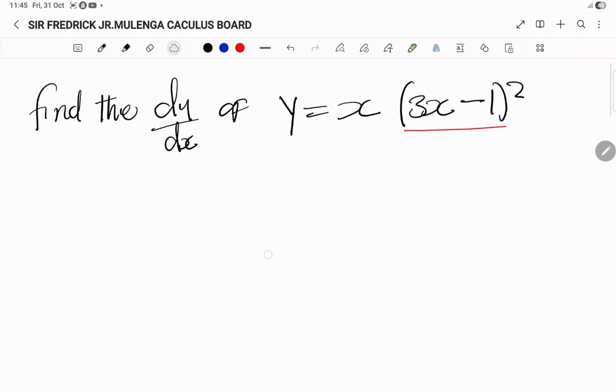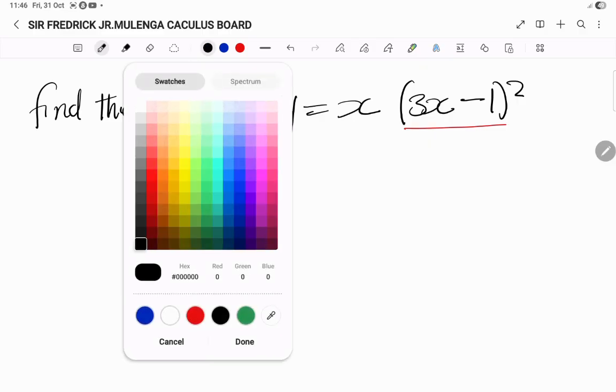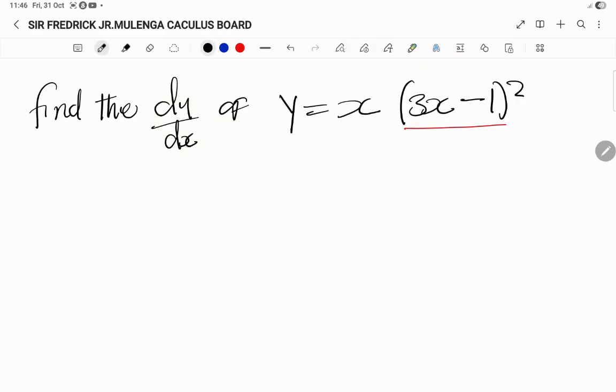Okay, so the question is: find dy/dx of y equals x(3x minus 1) to the power 2. If you look at this function, it looks like x is multiplying what is inside the bracket. And when you are multiplying, the answer that you get, we call it a product. So we are going to use the product rule to differentiate this one.